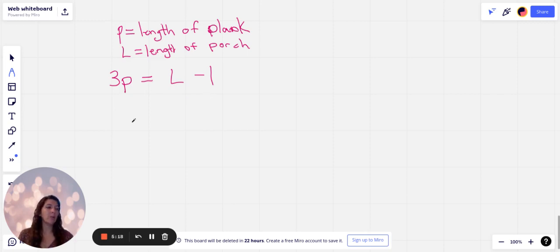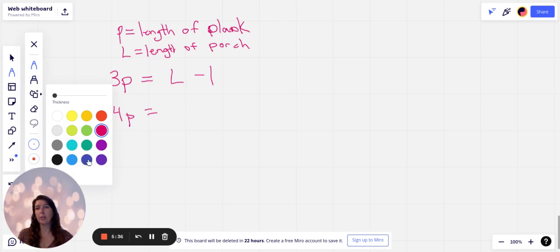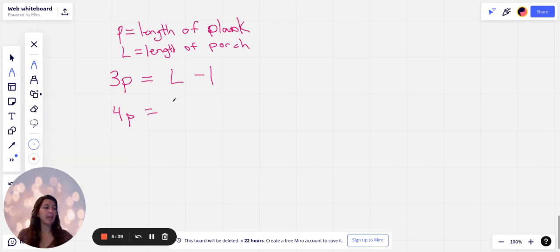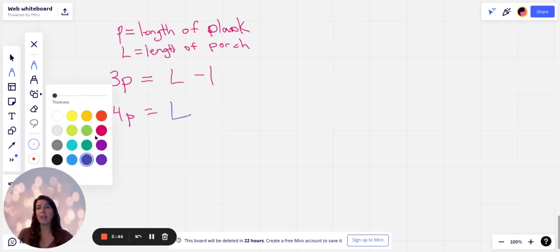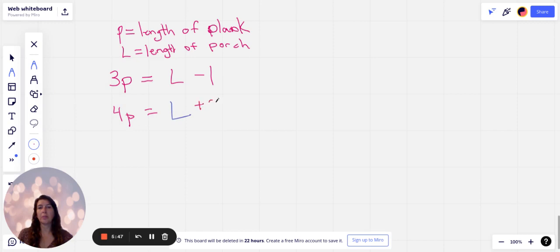Now, it also says while 4 planks, so we're going to call that 4P equals 2 feet too long. So if the porch length, I'm going to just change this color for 1 minute, make it blue. If the porch length is L and we're 2 feet too long, then it's L plus 2. Okay? Now I've got 2 equations here and 2 unknowns. I have a P and a capital L. And that's why this problem is a little confusing. We haven't done 2 equations and 2 unknowns before.